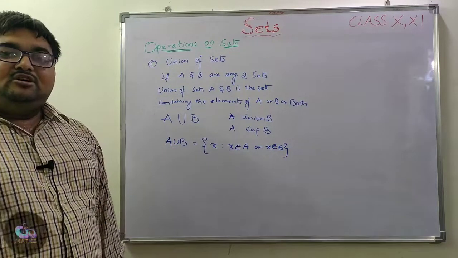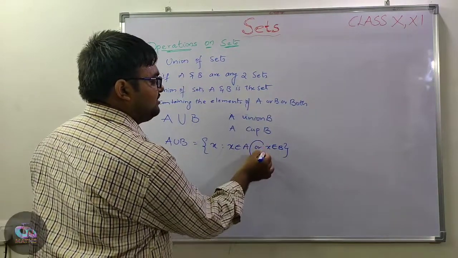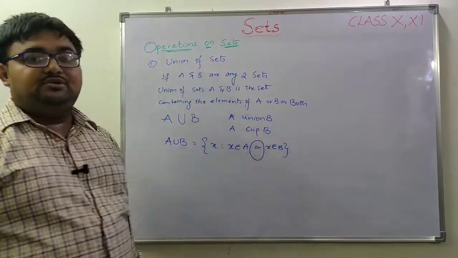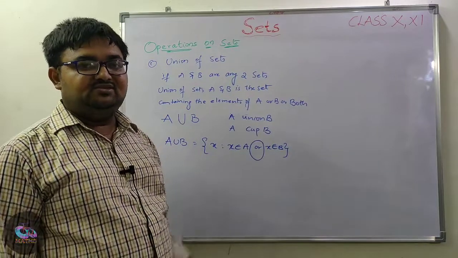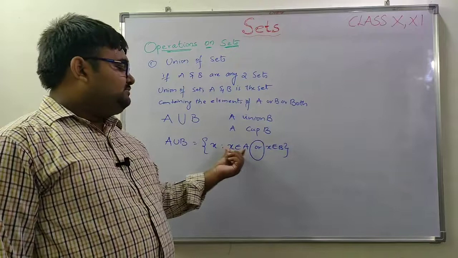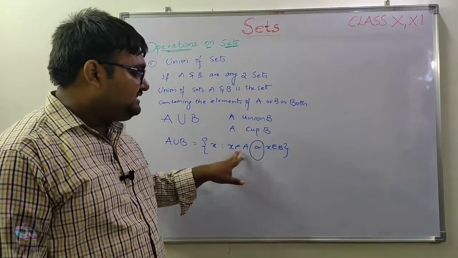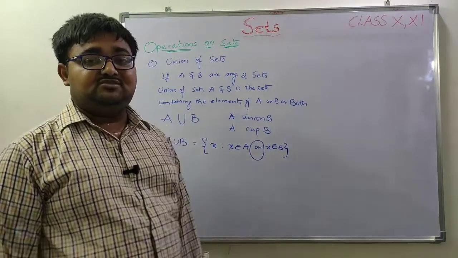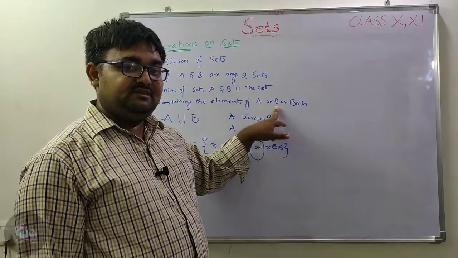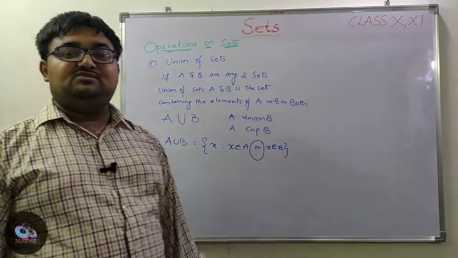So while doing any operation related to union, you need to remember this particular OR. So whenever you get OR, you are going to use union of the sets. So the operation that we are using is union of sets. So this particular set builder form representation says that x such that x belongs to A or x belongs to B. So that is what we have discussed here in the definition. The same definition will be carried here. So x belongs to A or x belongs to B.